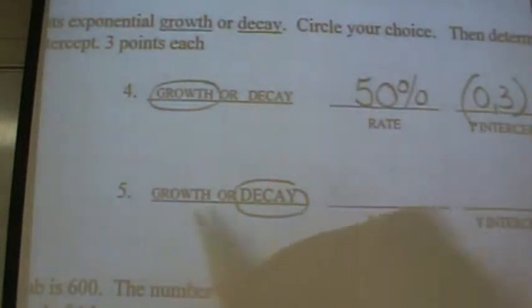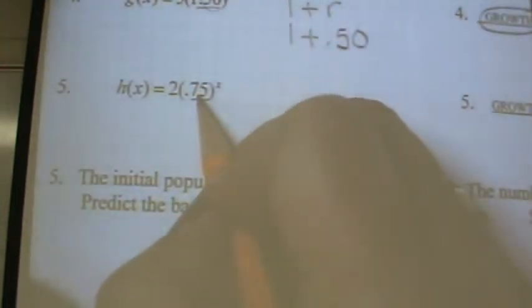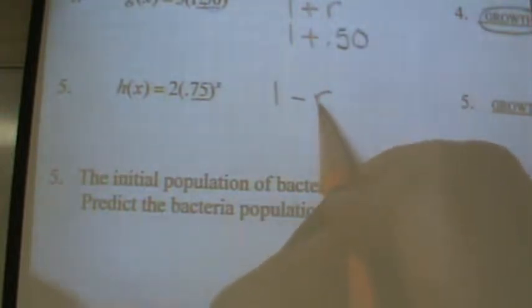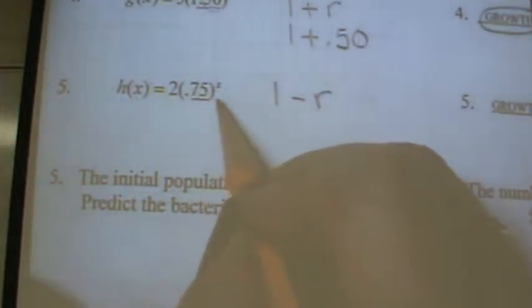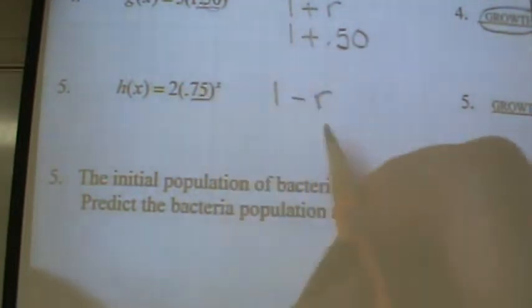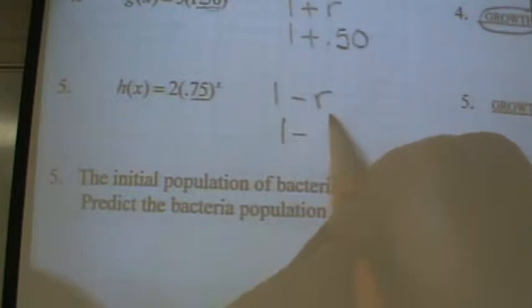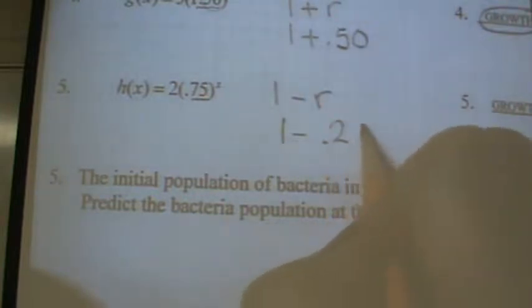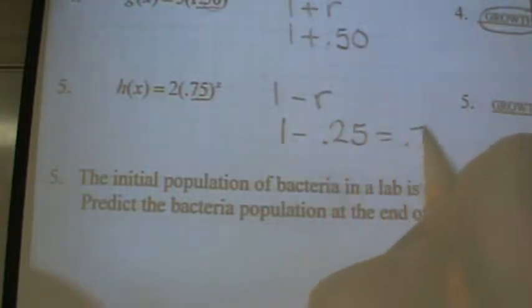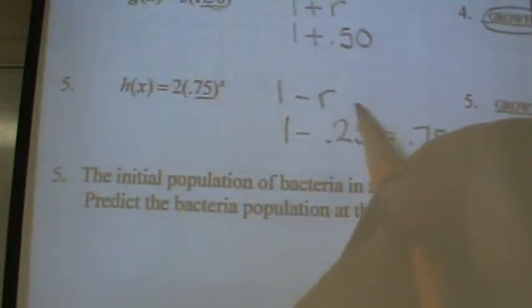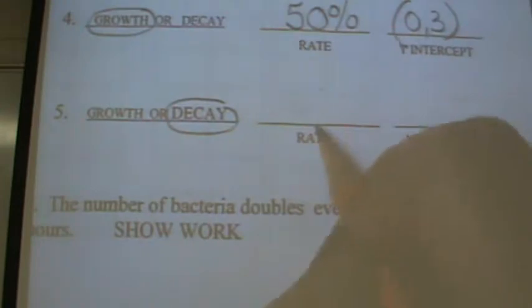And for 5, since it's less than 1, it's 1 minus r. So what would this rate have to be to get 75% as your growth factor? 1 minus 0.25 is your 0.75. Now what you could have done was set this equal to 0.75 and do it that way, but it's 25%.